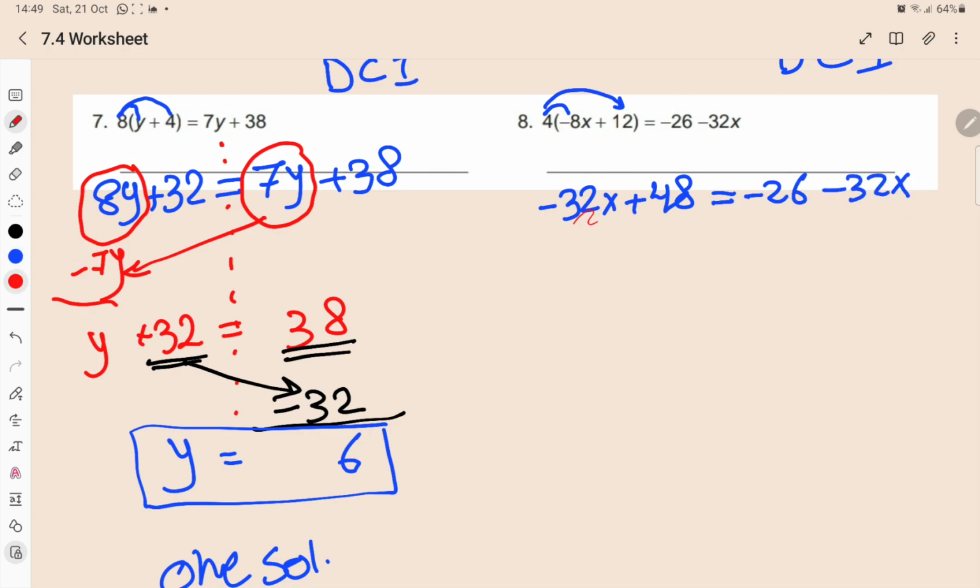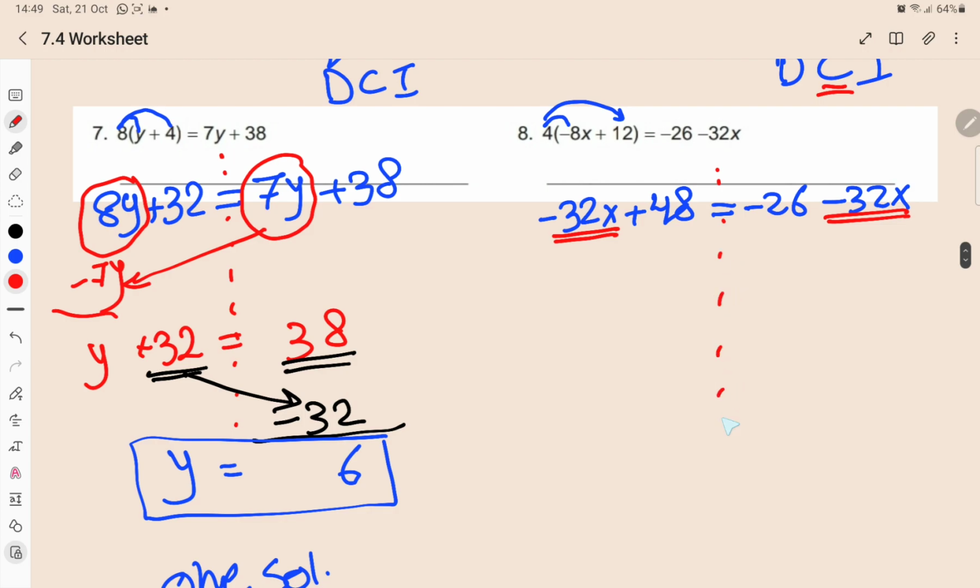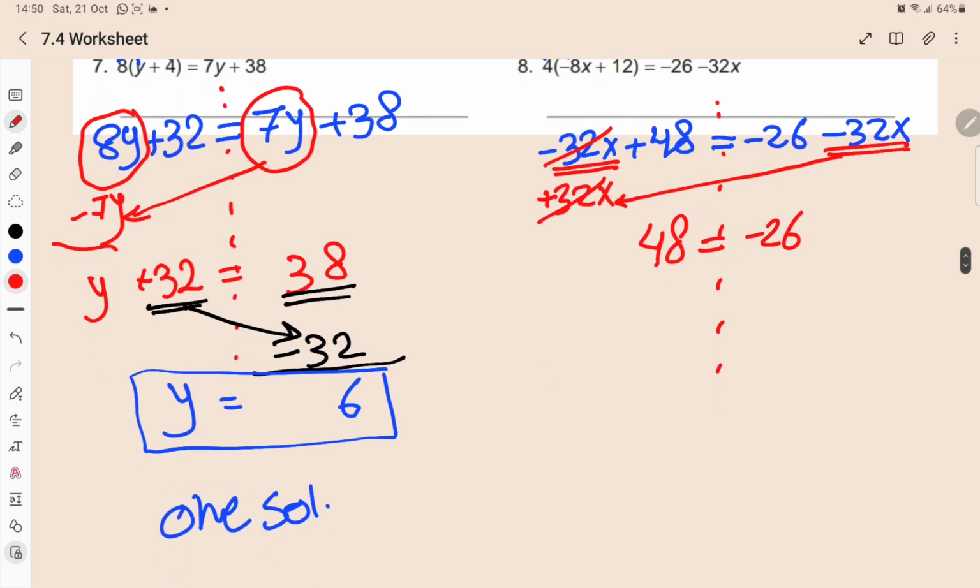What are the like terms? Negative 32x, negative 32x. These are the like terms. You can combine them after distributing. I can now combine. I have right hand side and left hand side. This negative would move to the left with positive 32x. Negative 32x plus 32x cancel. So now you have 48 equals negative 26. Does it make sense? No. This constant is not equal to the other one. So this means you have no solution to this equation.